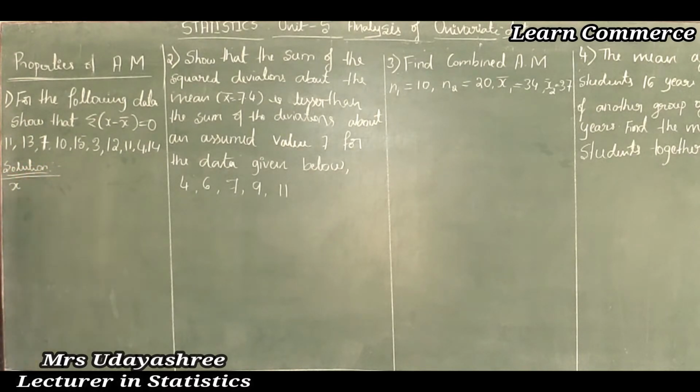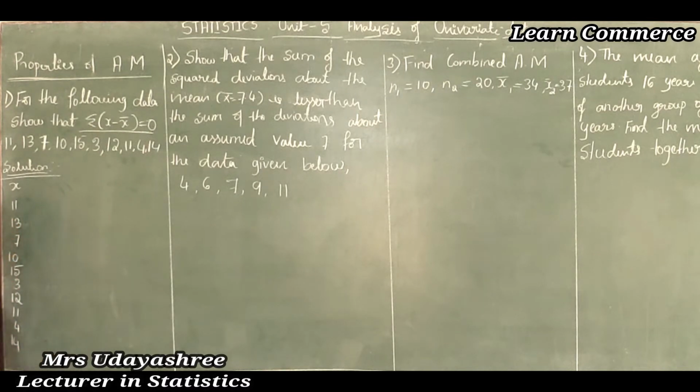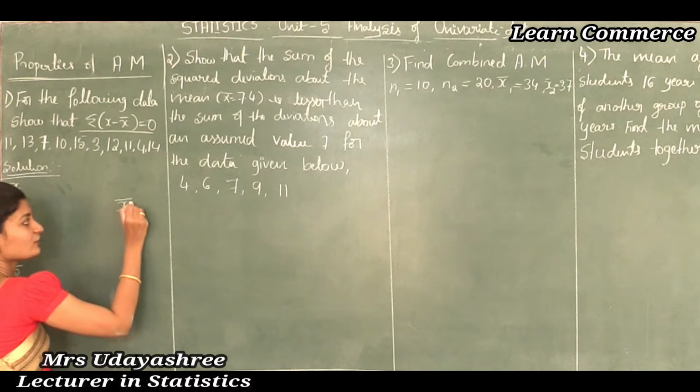Here the x observations are given, that is 11, 13, 7, 10, 15, 3, 12, 11, 4 and 14. These are the given set of observations. Now we need to show sum of x minus x bar is equal to 0. Therefore we need to find x bar for this set of observations.